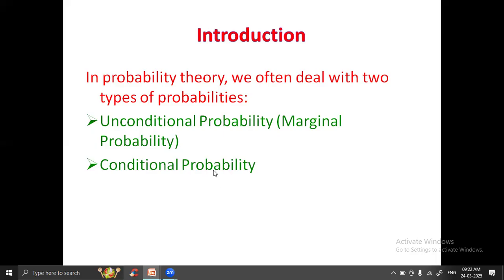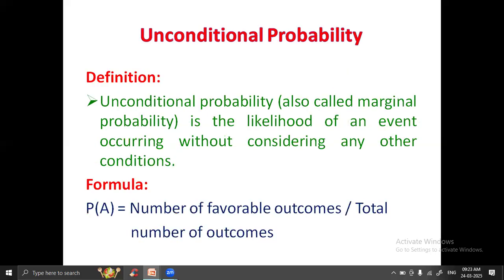Conditional probability, on the other hand, is the probability that an event occurs given that another related event has already happened. It considers additional information that can refine or update the probability. For instance, the probability of drawing a red card from a deck, given that the first card drawn was a heart, changes the initial probability and depends on the new condition. Conditional probability is calculated using Bayes' theorem and is essential for decision making in uncertain situations. We'll see unconditional probability first.